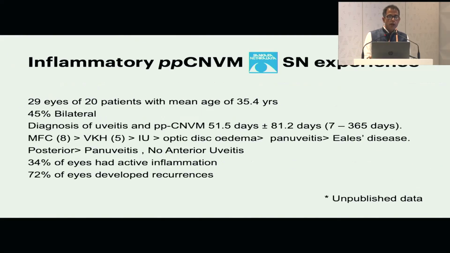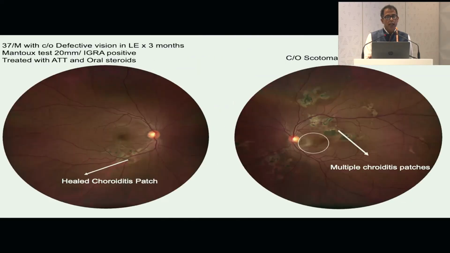Now this is the experience that we found: in 45% of the cases the peripapillary CNVM was bilateral, and multifocal choroiditis was the most common cause of peripapillary CNVM, along with VKH. The posterior and panuveitis are most prone, and they are also associated with active inflammation.